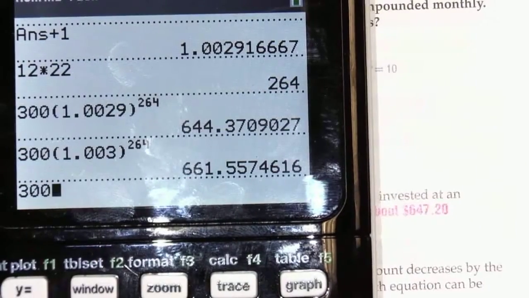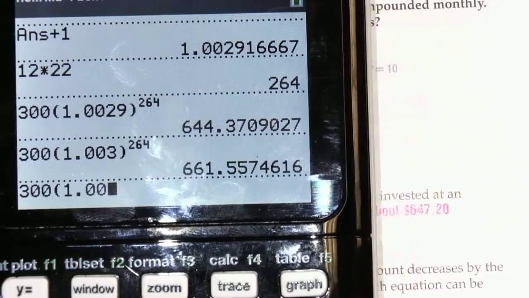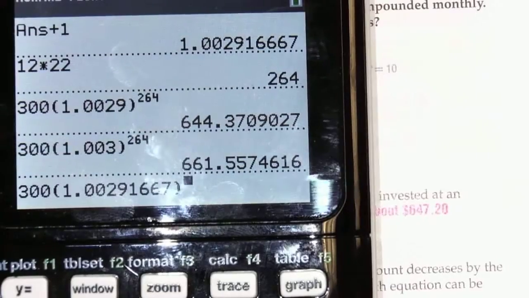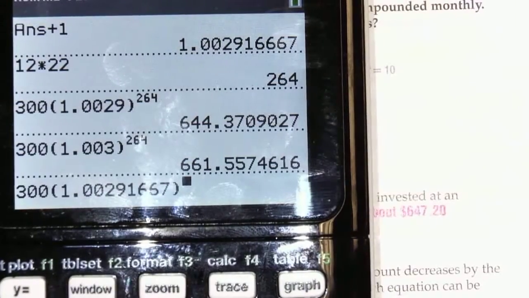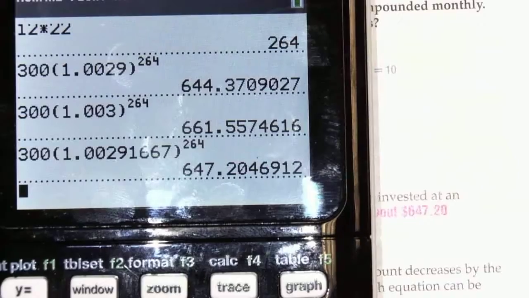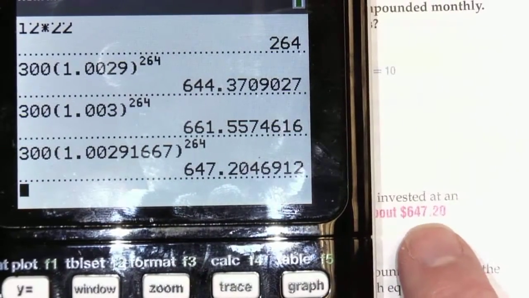So 300 times 1.00291667, that raised to the, and that's technically not even the full number, right? Because this is only as far as my calculator can go. Okay, to the 264th, but it would give you to the right penny, so it doesn't really matter. Okay, so that's correct. Good job, Grantlin.